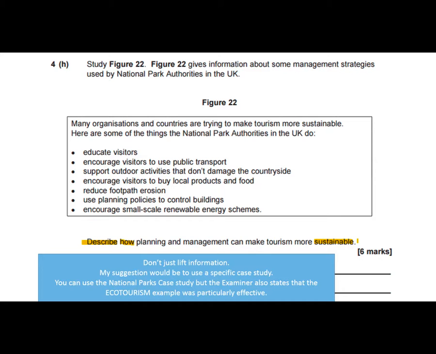My suggestion would be to use a specific case study if you can, and you should have at least one. You can talk about the National Parks case study. However, the examiner said quite a lot about how well the ecotourism example in particular was very effective. He did mention how many people did well and used things like the Great Barrier Reef if you've done that in class. Quite a lot of you won't have done that or won't have reached that point, or you may have just done it in your lessons. If you can remember that, you're more than welcome to. But the ecotourism example is the one that the examiner said people did best on.